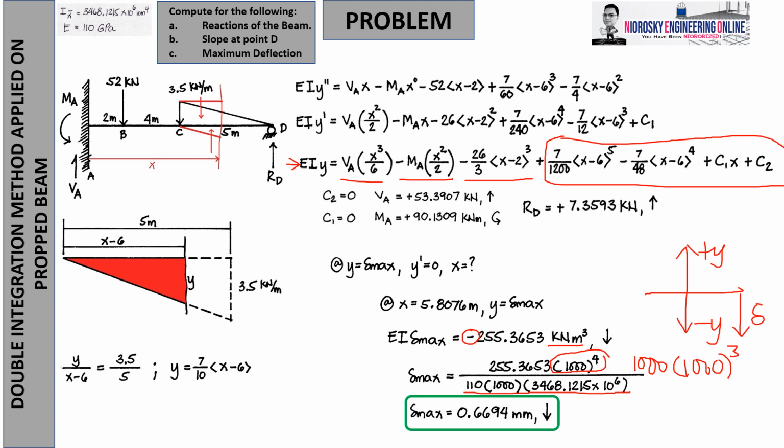So, it should not be lower than any value. And then, you can try to find the deflection at any given x, let's say at x is 1, at x is 2, at x is 2.5. You can try to find it out, and no value will be higher than this. So this would be the answer for our maximum deflection, and this is my discussion to the viewers or to the learners who want to understand the double integration method applied on a propped beam.